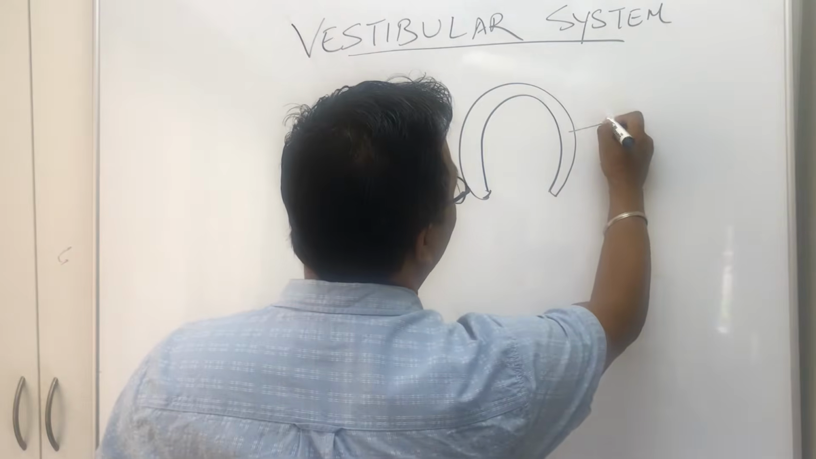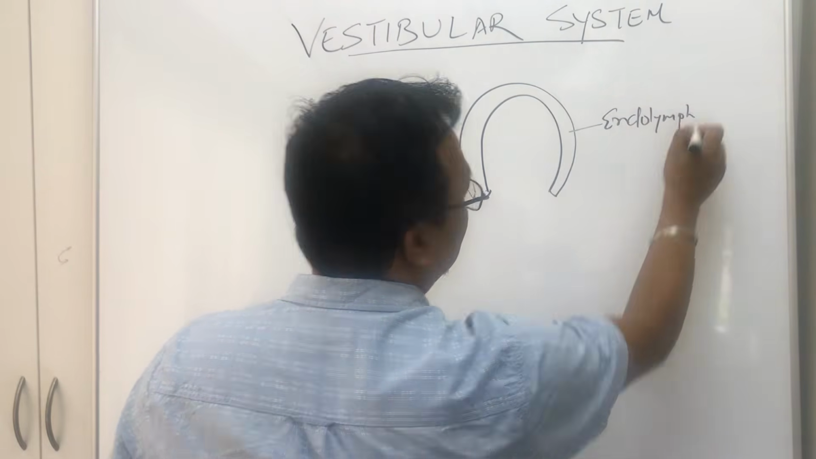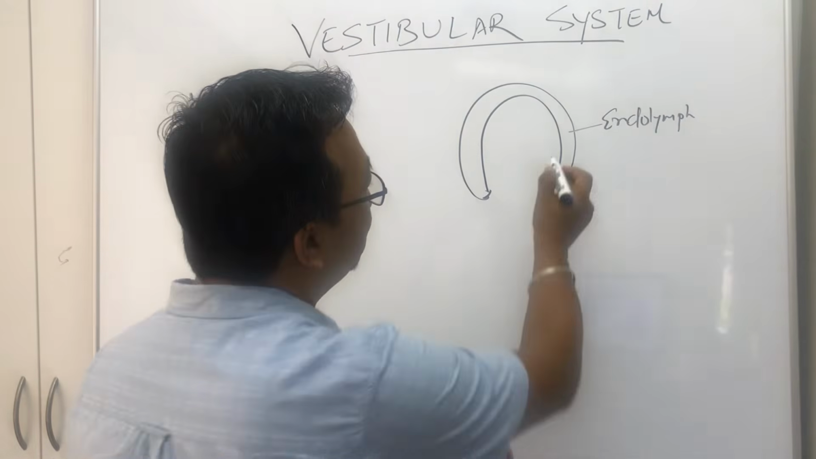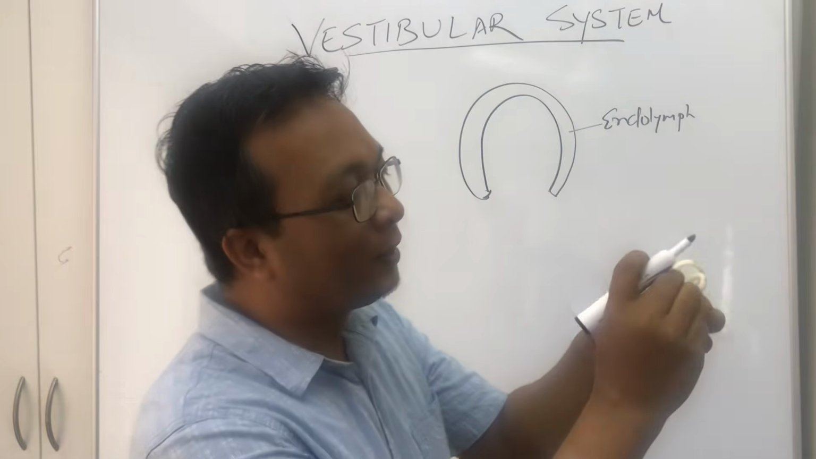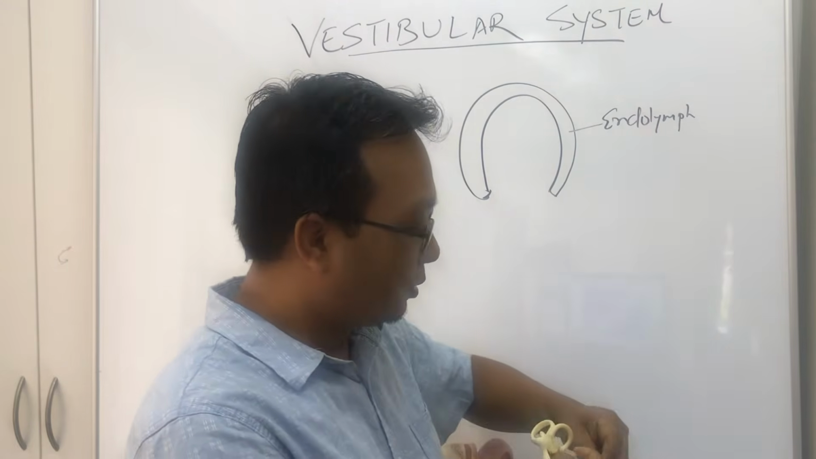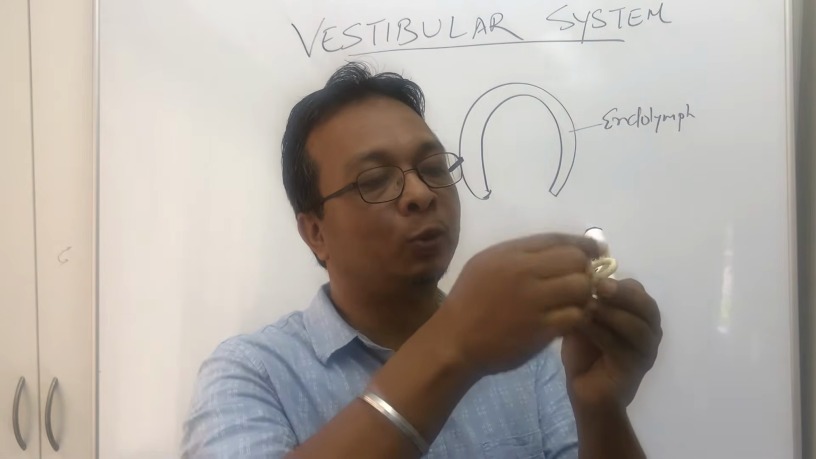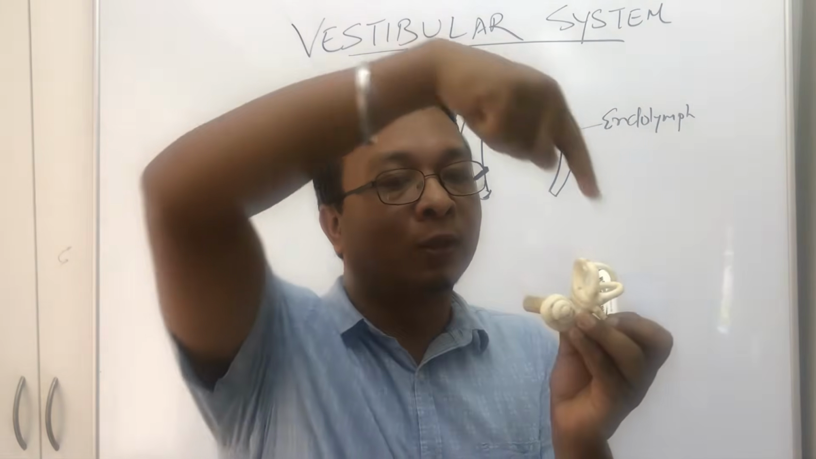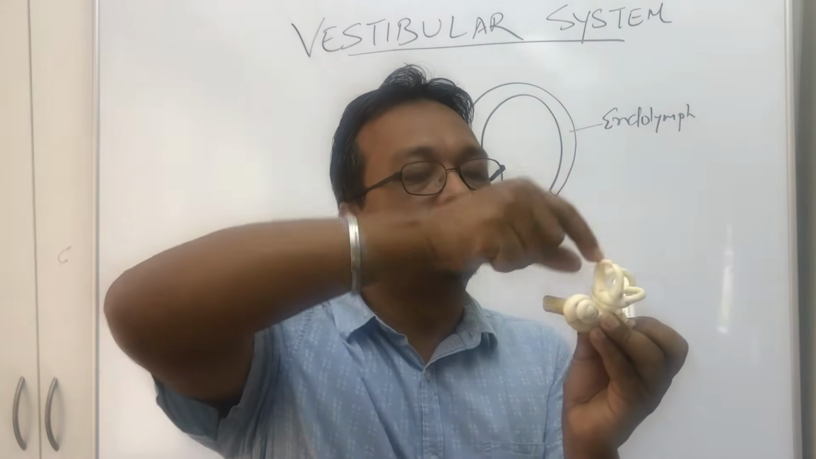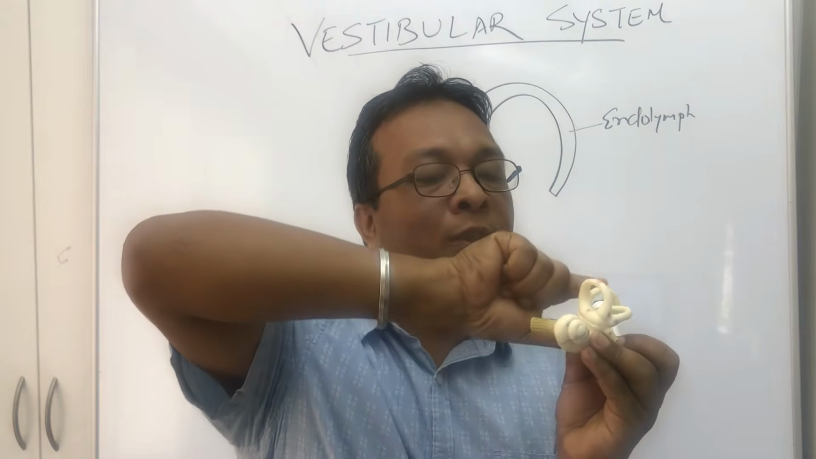There is fluid. What is this fluid? Endolymph. There is endolymph in the tubes. So there is endolymph present here, inside these three coiled tubes. So you can see one is superior or anterior, one is horizontal, and one is posterior. So superior, lateral or horizontal, and posterior semicircular canal.